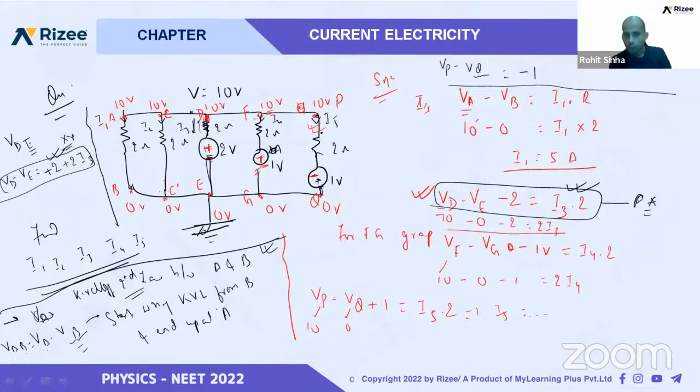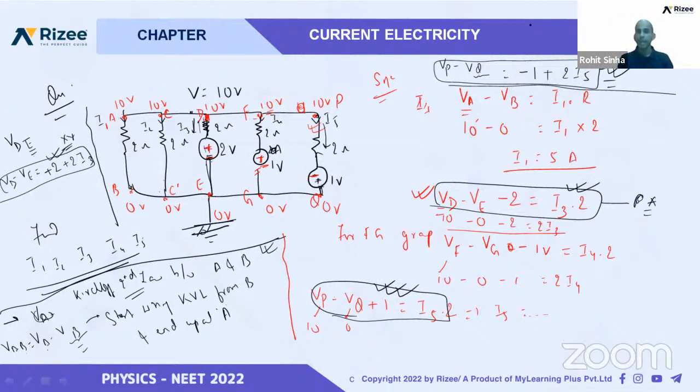Now, we are moving opposite to the direction of current. Current is flowing in this direction, and we are moving in the opposite direction. By our sign convention, it will be positive. Okay, we write positive and we write 2I5. You see this equation here, and you see this equation also. These both are the same equation.